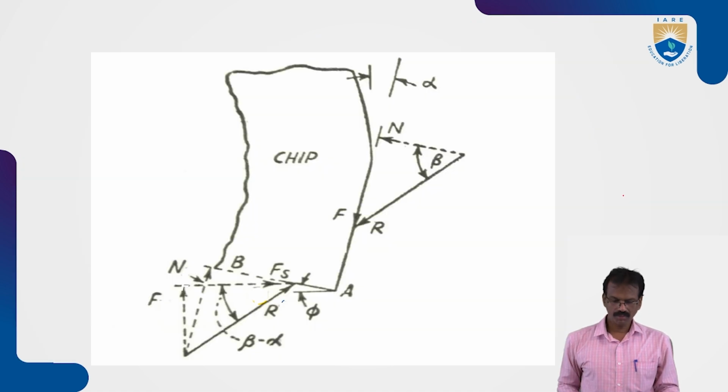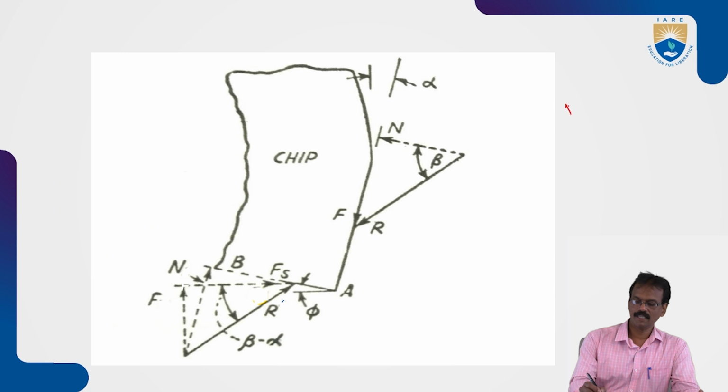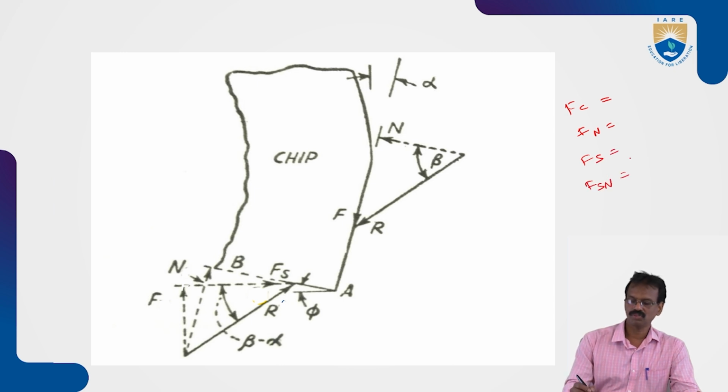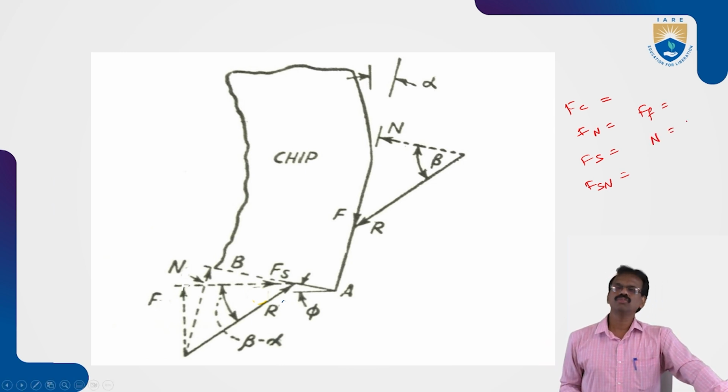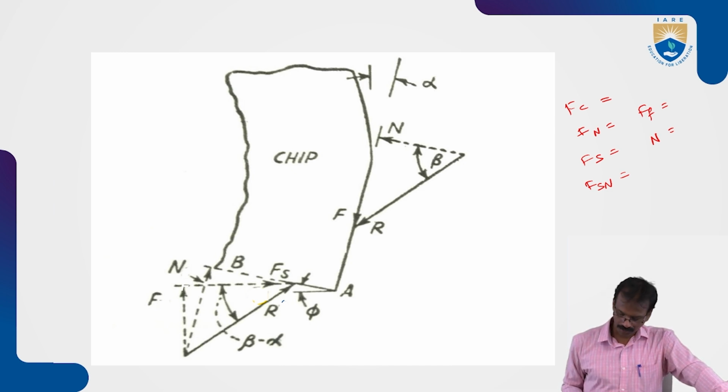Now we'll find the formulas for the different forces: Fc, cutting force; FN, thrust force; Fs, shear force; Fsn, normal shear force; F small f, frictional force; and N, the normal force. So we'll derive the formulas for these by using these angles.